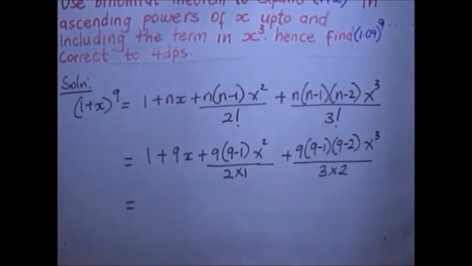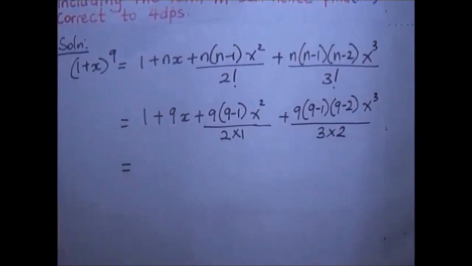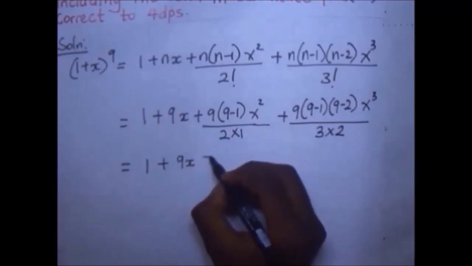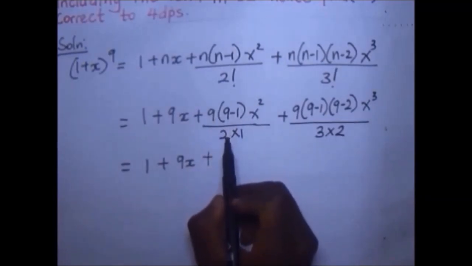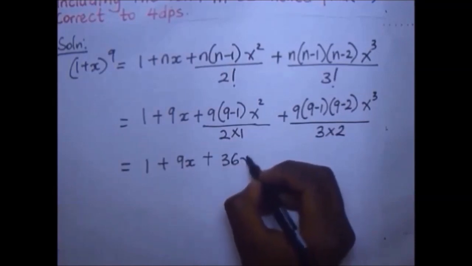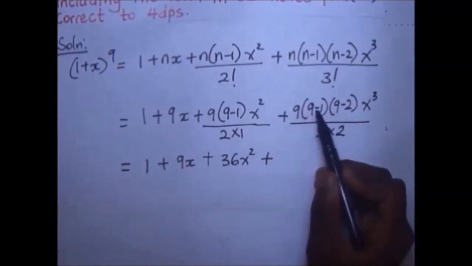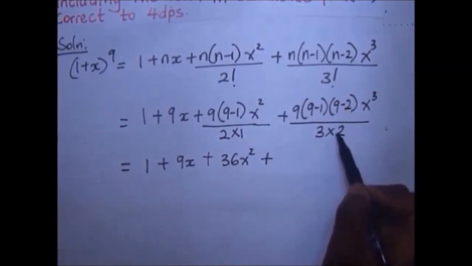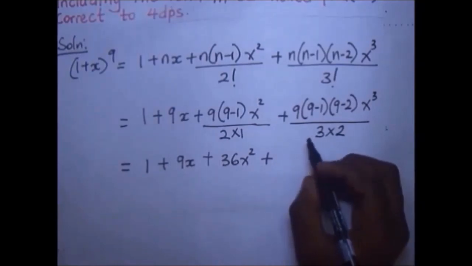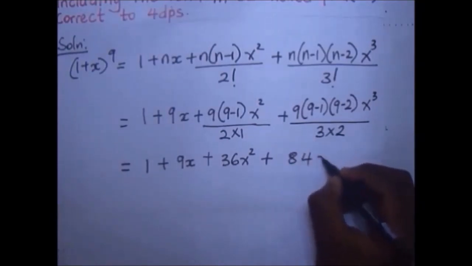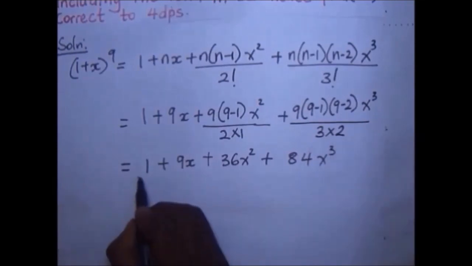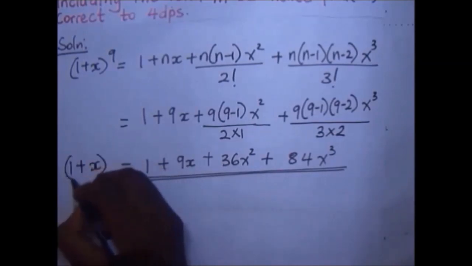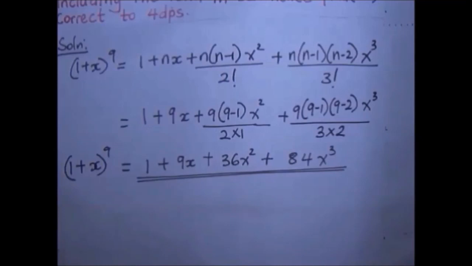So now our answer there will simply be 1 plus 9x plus 9 times 8 divided by 2, we end up with 36 x squared plus 9 times 8 times 7, that is divide all that by 6, it's going to become 84 x cubed. And so this is our expression for 1 plus x to the power 9. As simple as that. That is how we expand that.